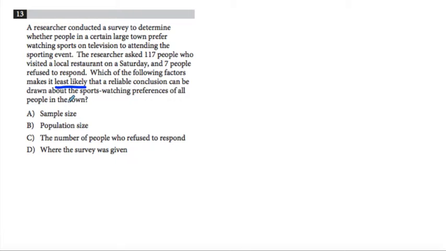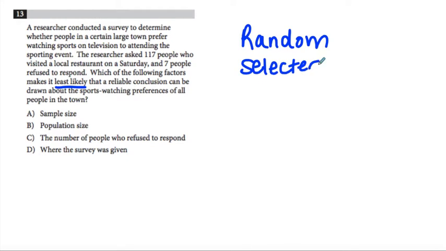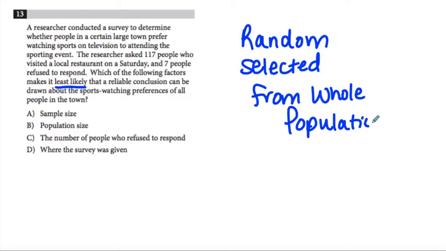Well, the most important thing for a survey to be good is that it has to be random. People have to be randomly selected from the whole population. So if I'm doing a survey at my school, I've got to do the whole school, and it's got to be a random selection of the people, okay? And yes, sample size matters, but 117 is actually a pretty good sample size. So I'm going to throw out sample size.